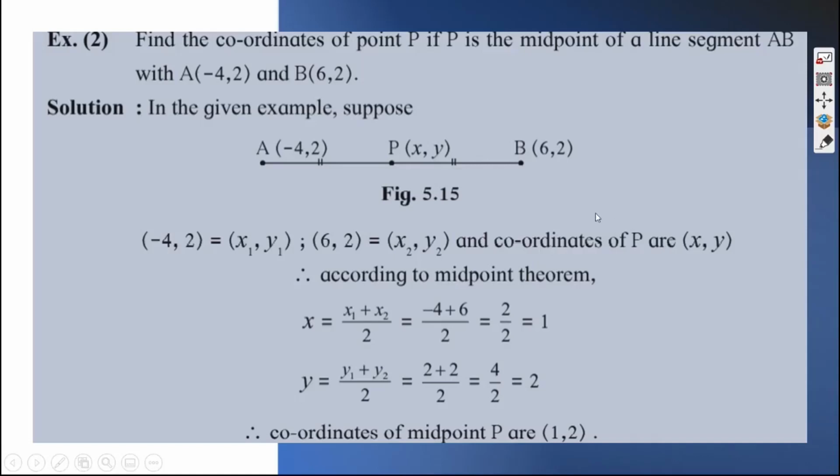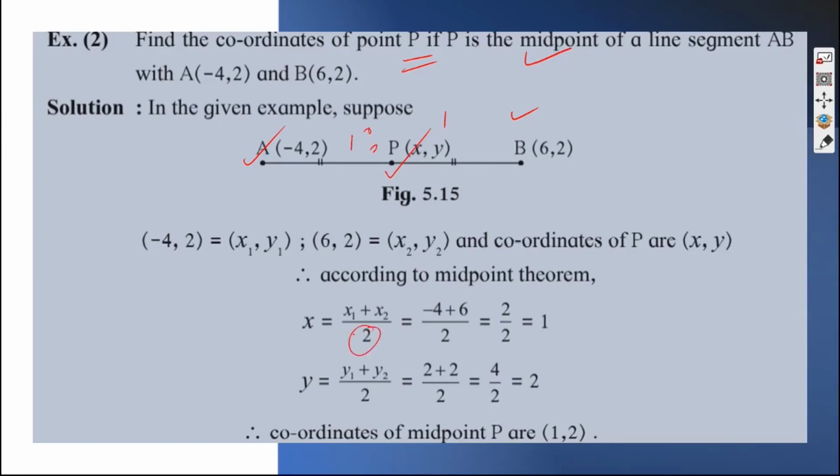What is this? Find the coordinates of point P. If P is the midpoint, as before, with A as (-4, 2) and B as (6, 2). Coordinates of point P. What is given? AB is the line segment. It is given here that P is the midpoint. So this is 1:1, like before. So it is 1:1, and we will write 1:1.